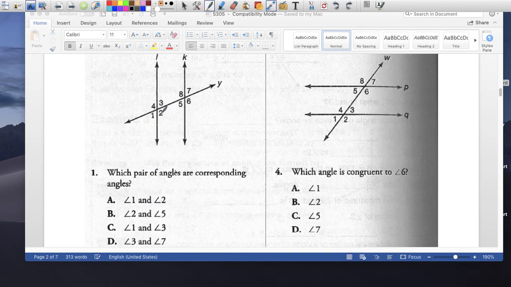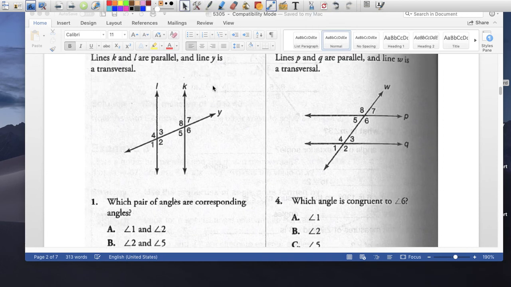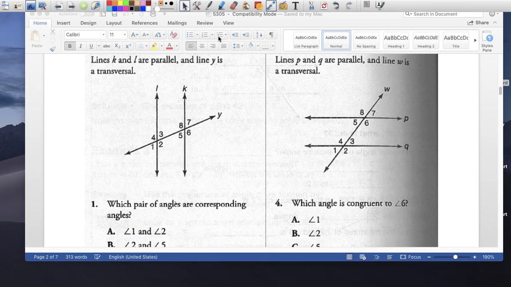Number 3, which ones are alternate exterior? So alternate exterior is going to be 4 and 6, and 1 and 7. So those are your alternate exterior. So 1 and 4, no. 1 and 6, no. 4 and 6, 4 and 6, so the answer is C.